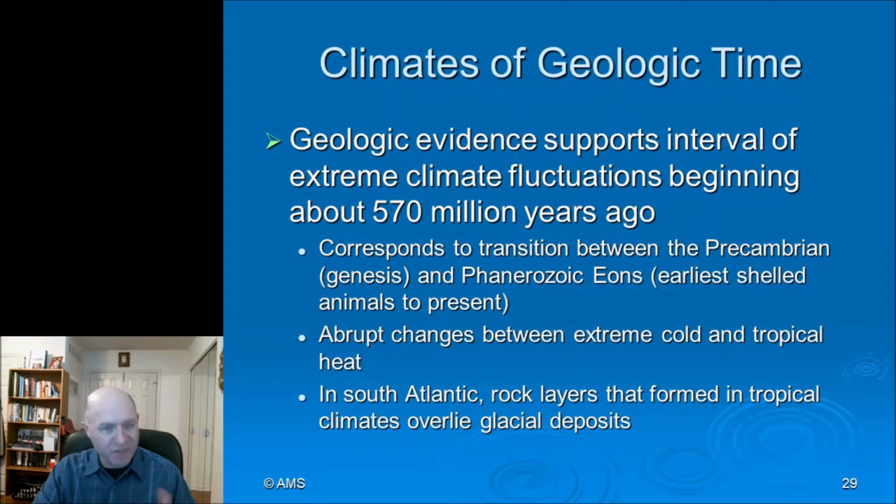There is sufficient geological evidence to support bigger climate fluctuations about 570 million years ago. This transition between the Precambrian and the Phanerozoic era, basically when you've got the earliest shelled animals to present. Abrupt changes between cold and heat and the South Atlantic rock layers that formed in tropical climates are over top of glacial deposits. So that's why we know that things have not been static.